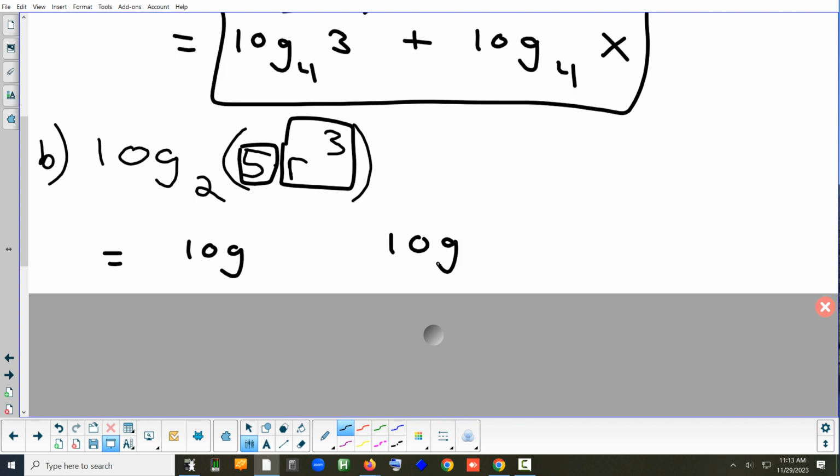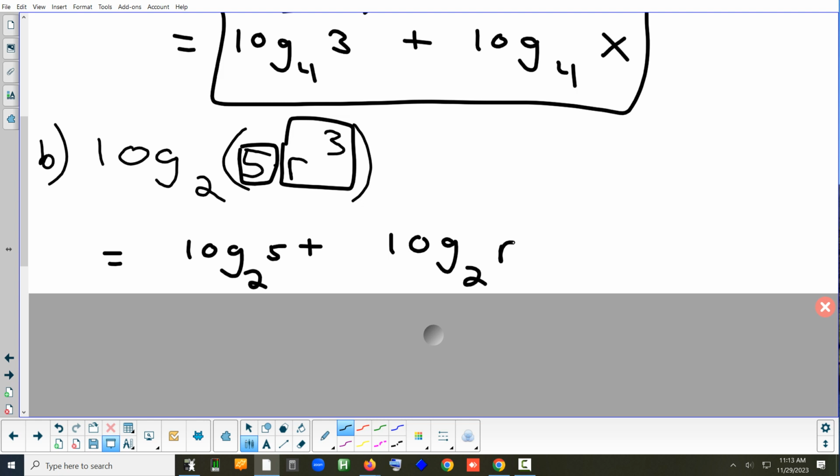Is it going to split into a sum or difference? Yep, it's going to be a sum. The base on each log? 2. It's going to be a base 2. And my first argument would be a 5. And we don't have to simplify it yet, but what would the second argument be? R to the third.